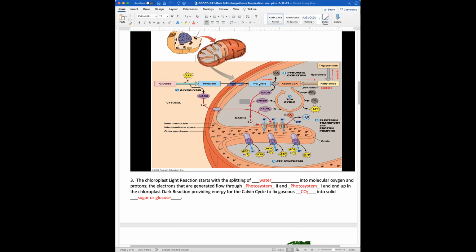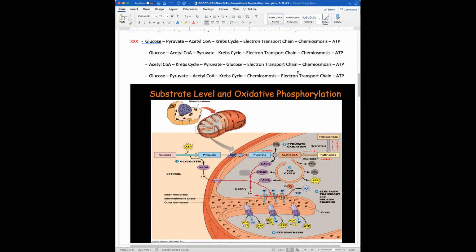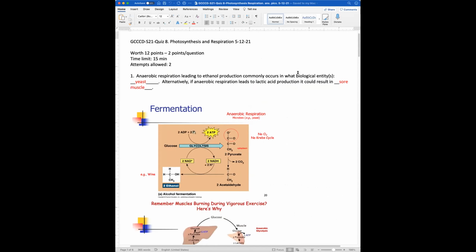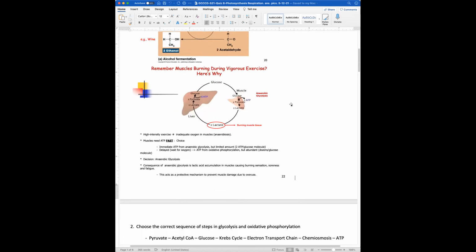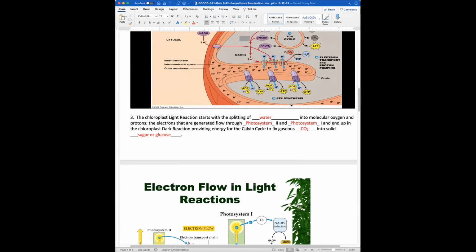And it's pyruvate, as you recall, that gets, under anaerobic conditions, glucose just goes to pyruvate and then to either ethanol or lactic acid. But the Krebs cycle and beyond is not involved.